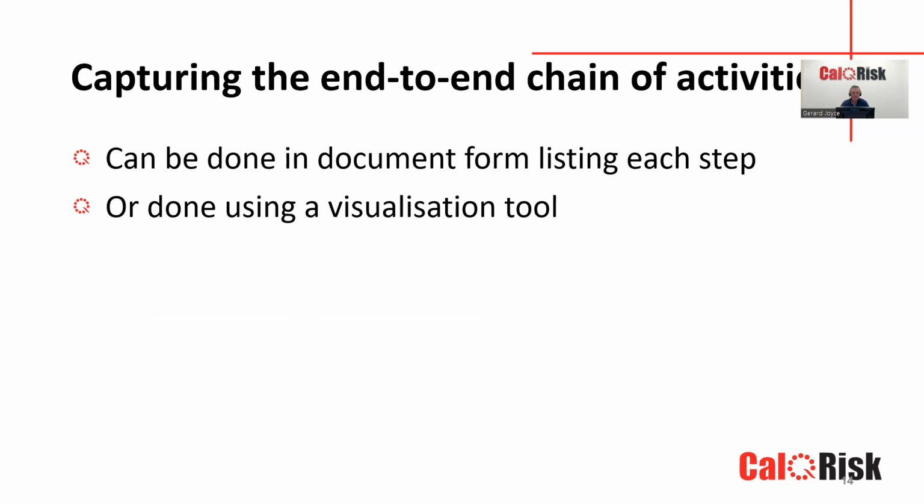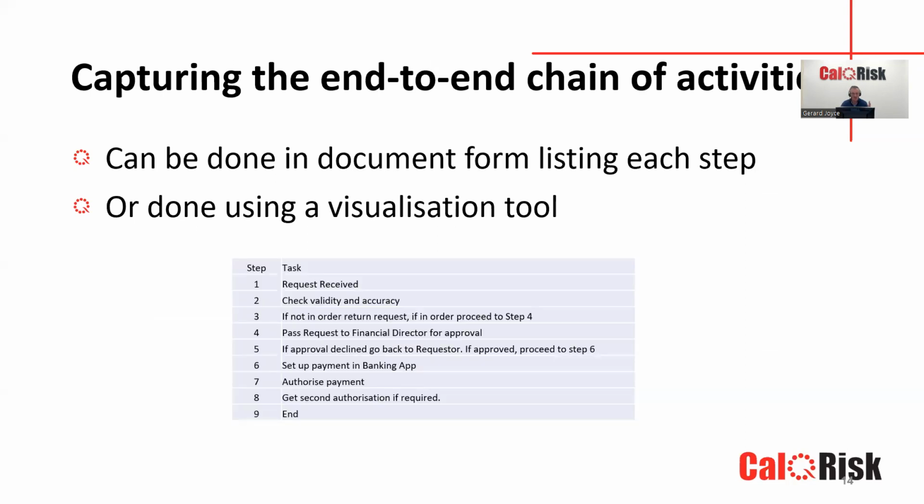But take the time, especially for the critical ones, to capture the end-to-end chain of activities in delivering a particular service. Now, you can do this in document form, listing each step, and it might be as pedestrian as that, and I've seen these. And this is an easy one. It's 9 steps, and you probably still have the overview. But imagine if there's 29 or 49 steps in delivering a service.